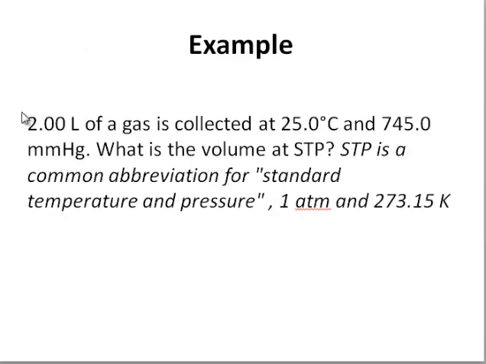Here's an example. 2 liters of gas is collected at 25 Celsius and 745 millimeters of mercury. What is its volume at STP? STP here is a common abbreviation for standard temperature and pressure, 1 atmosphere and 273.15 Kelvin exactly.